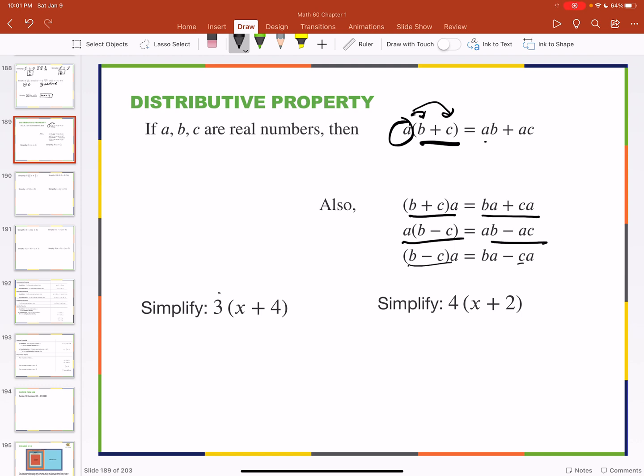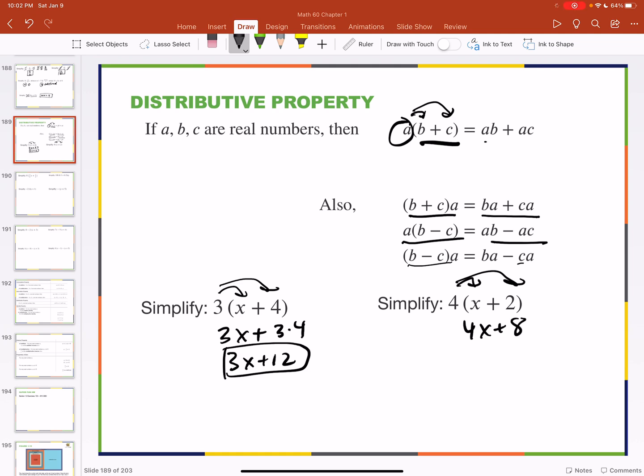So this is best just illustrated by doing a problem. 3 times the quantity x plus 4 would give me 3x plus 3 times 4. So notice that I distributed the 3 on the outside. So this is 3x plus 12. Okay, so how about here? 4 times the quantity x plus 2 gives me 4x plus 8 because 4 times 2 is 8.